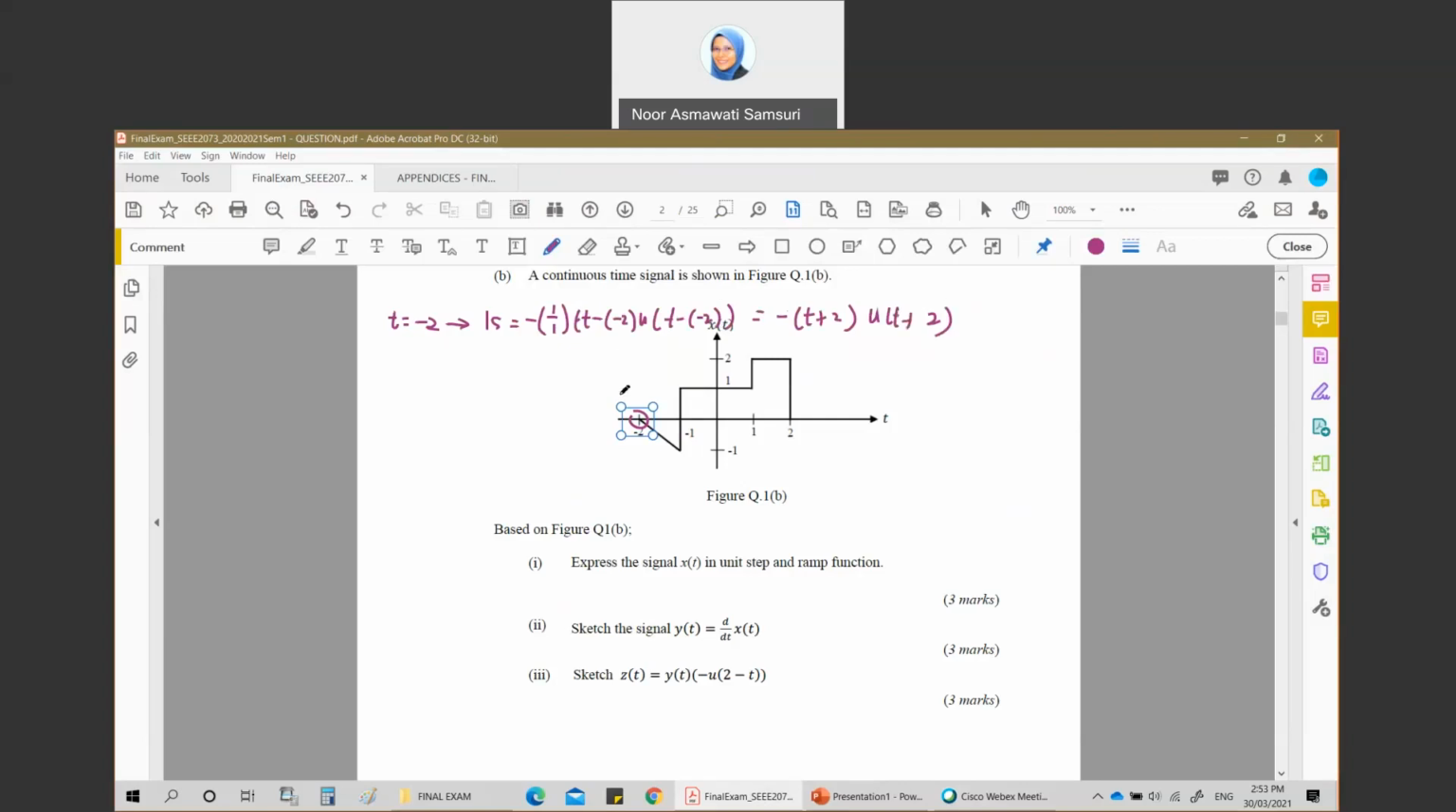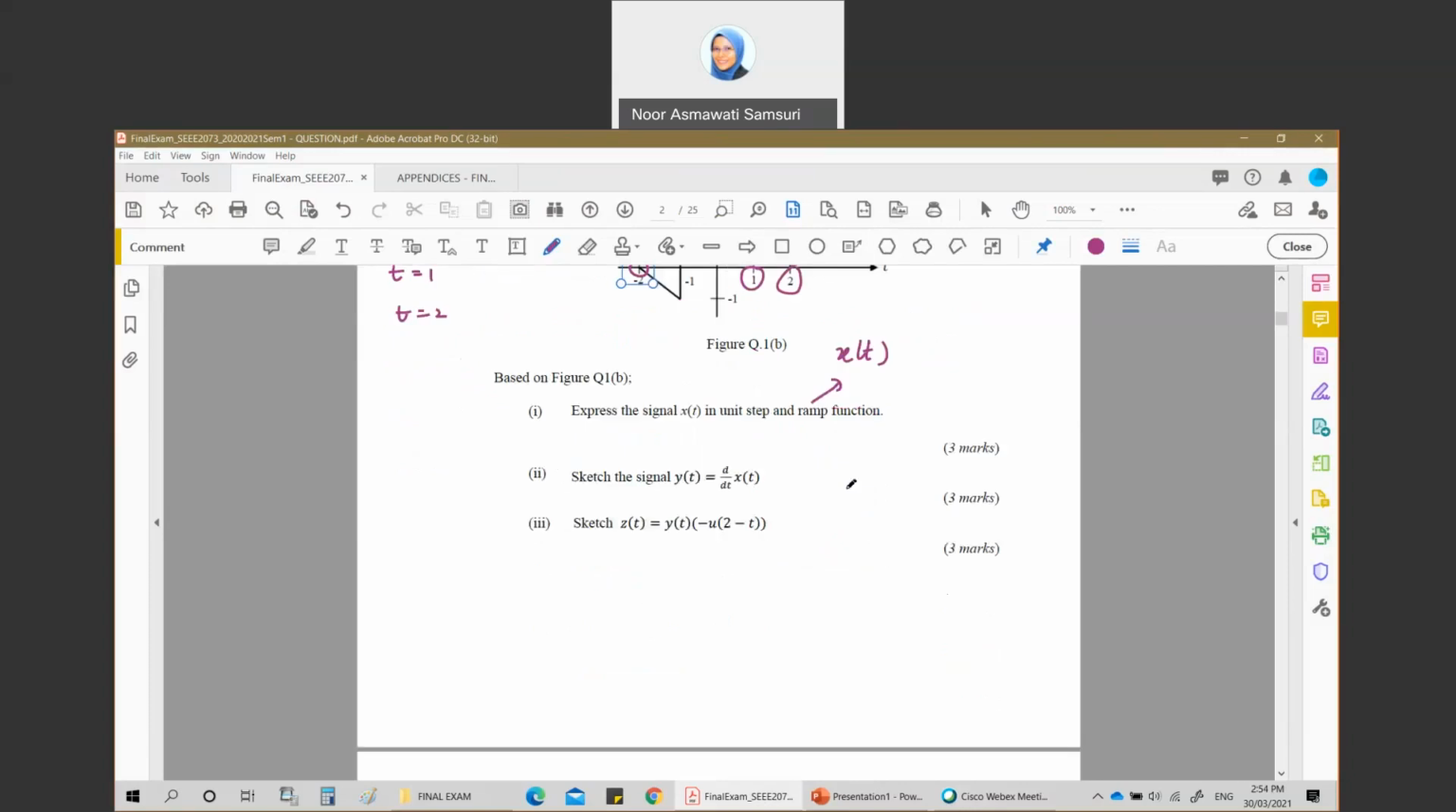Okay, and then move on to the next, t equal to -1. So how many lines, how many slopes? So you have one slope pointing up and another one vertical line pointing up as well. So one vertical line. So please write down all equations. Okay, so next is t equal to 1 and then t equal to 2. Okay, lastly, you sum them up. So you get your x(t) equation.